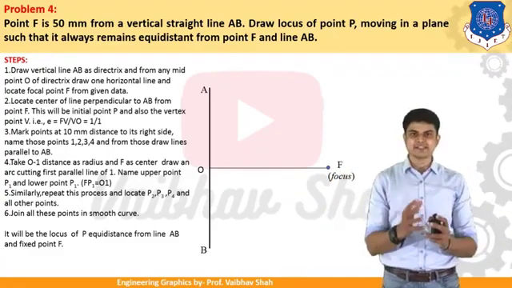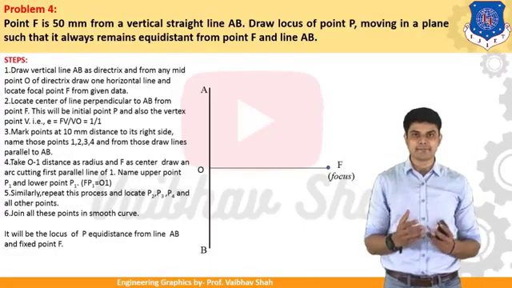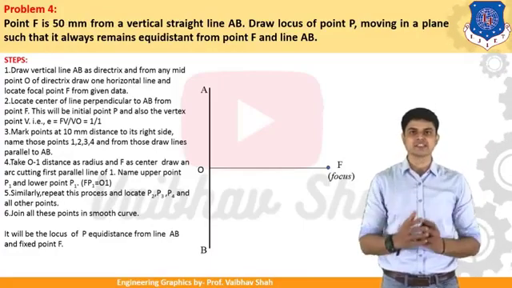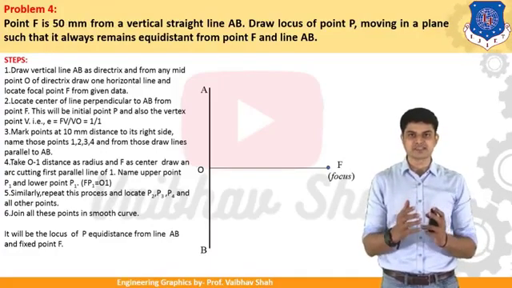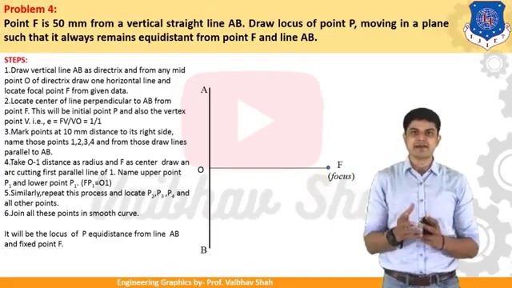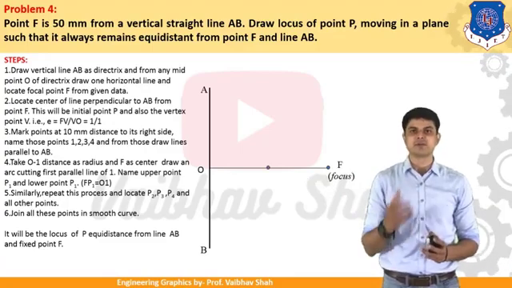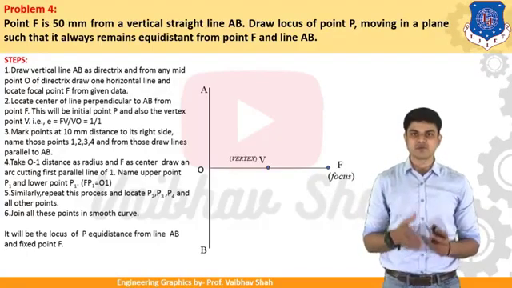Now we know that the eccentricity of a parabola is 1. That means your vertex is at equal distance from the focus as well as your directrix. So we should find the midpoint of this focal line. So we will have one point, which is nothing but your vertex. Now after getting your vertex, what should we do?